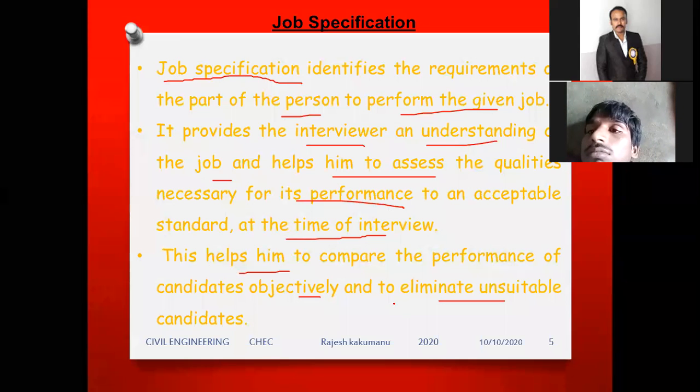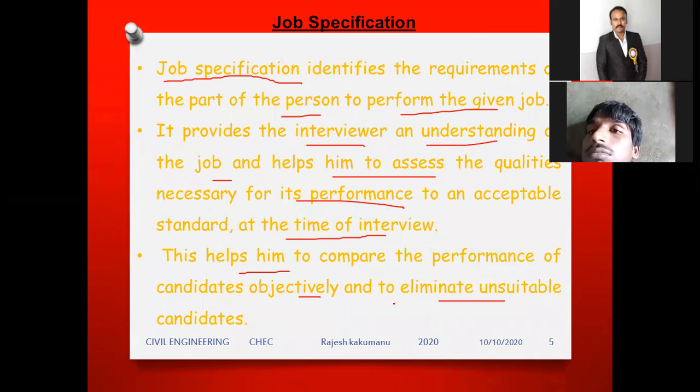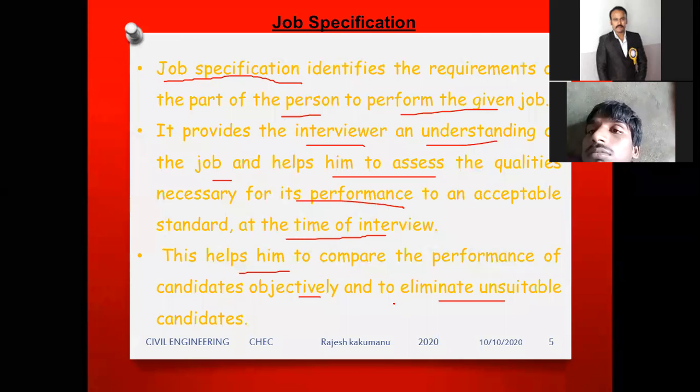In some cases, to get a job, you have 5 to 6 rounds. In some cases, to get a job, you require only 2 rounds. In some cases, you require only 1 round. So it depends upon the company, how many rounds you have. That we'll discuss in the manpower planning topic, right?